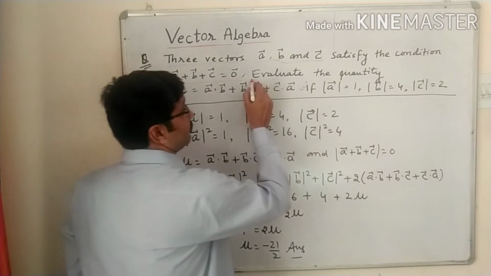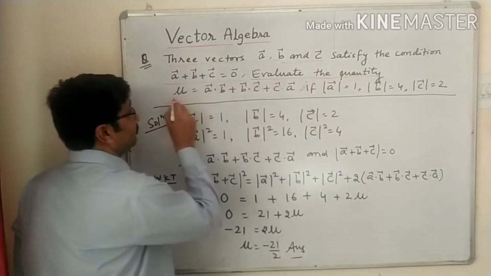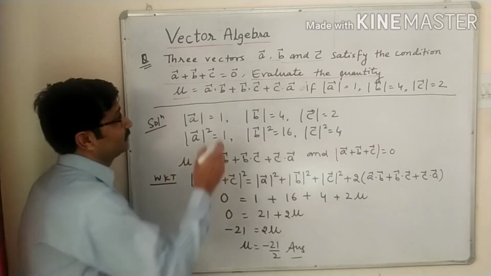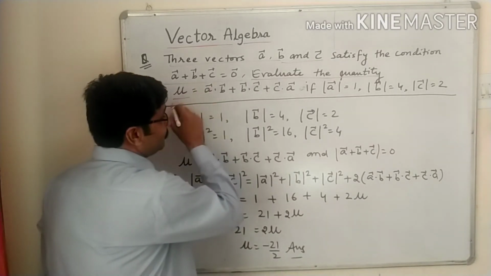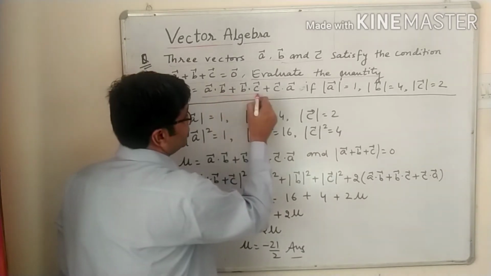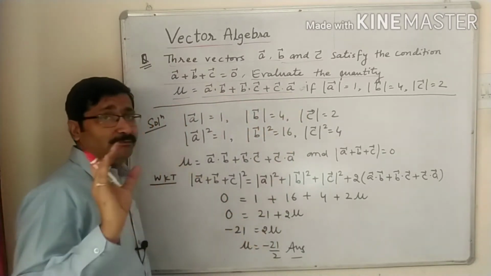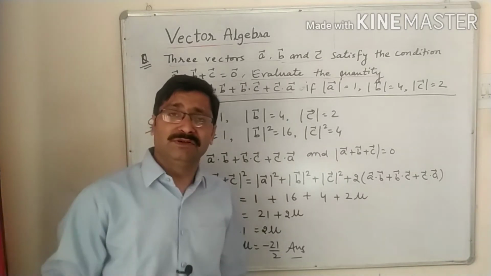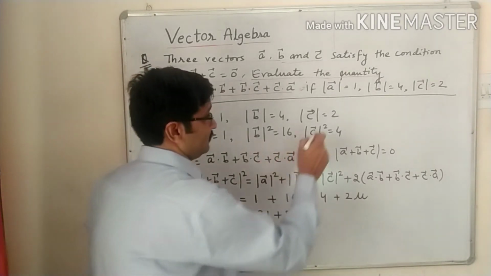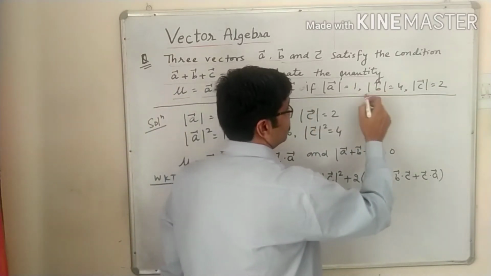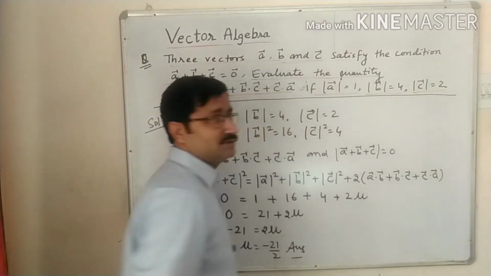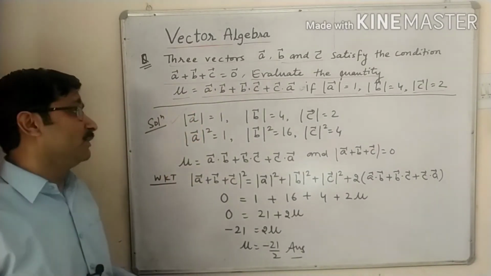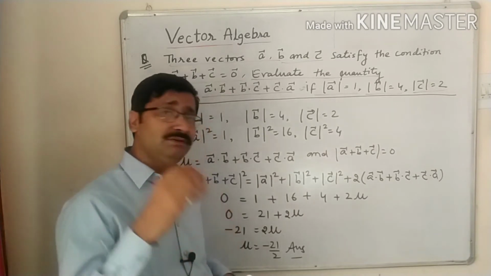Now you have to evaluate the quantity mu. Mu is given as a dot b plus b dot c plus c dot a. Here modulus a is given 1, modulus b is given 4, and modulus c is given 2. So first of all, whatever is given, we write: modulus a equals 1, modulus b equals 4, and modulus c equals 2.